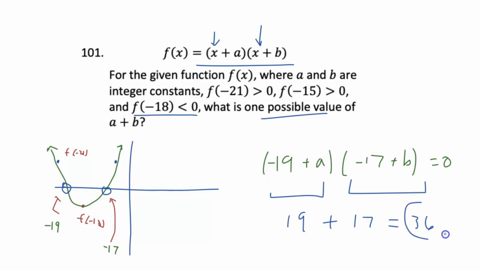And so that is one possible value of a plus b, but there's obviously other possible values. I could have picked negative 20 and negative 16, etc.